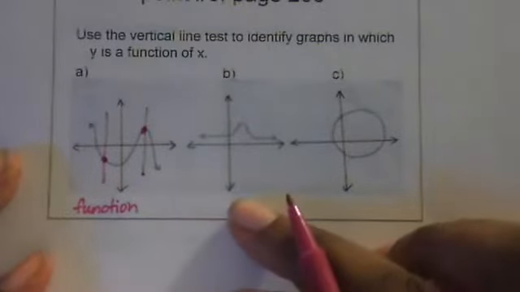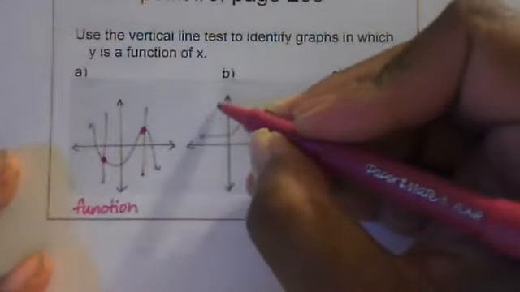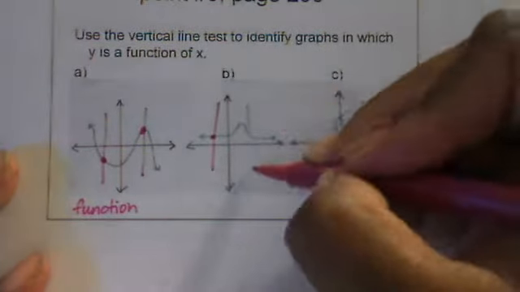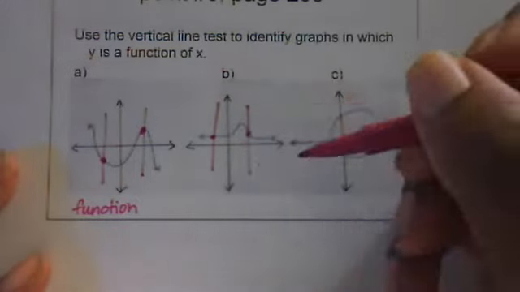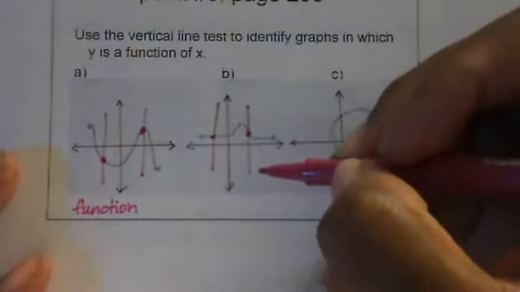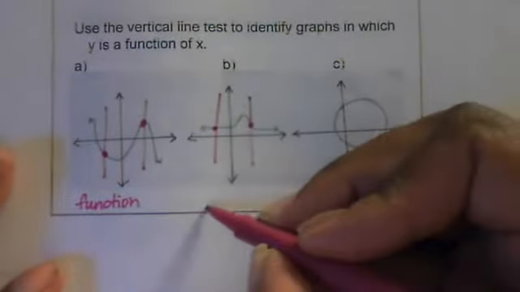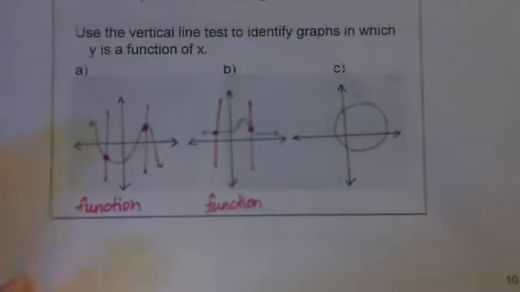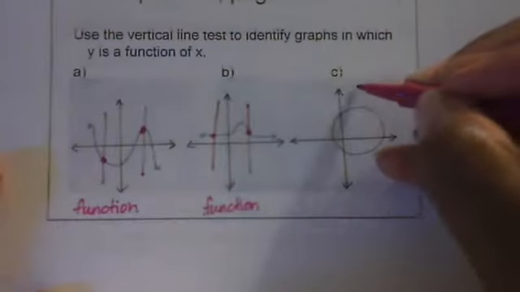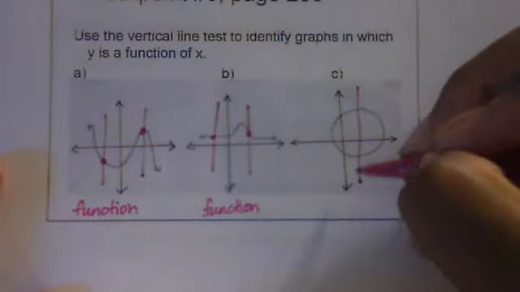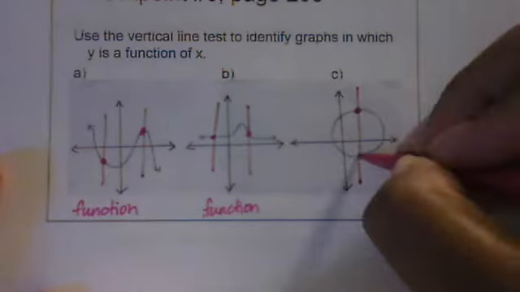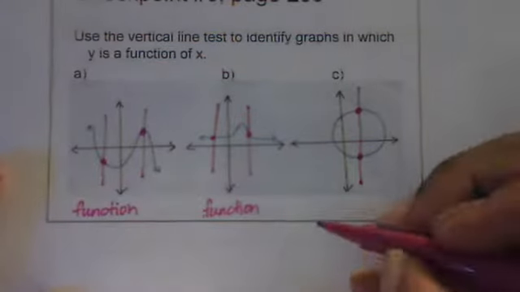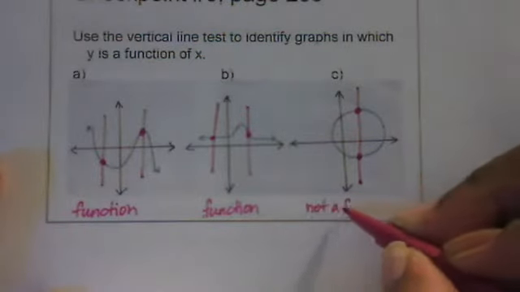Alright, the one in the middle, part B, this too is also a function. I can draw a vertical line here. It's only passing the graph at one place. Or even here, it's only passing the graph at only one place. So that too is a function. However, for part C, this one is not a function. Here's the vertical line. It's passing the graph at 2 different places. So this particular graph would not be a function.